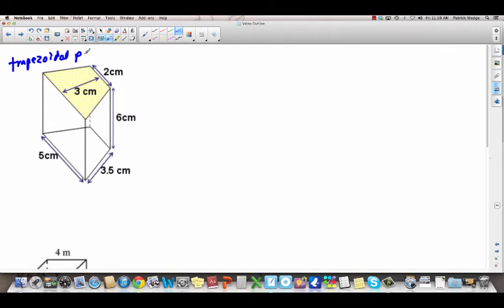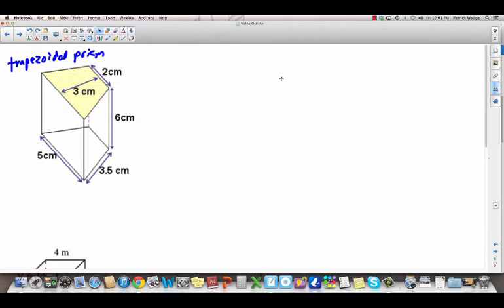prism. Of course, these aren't the only prisms. There's also like hexagonal prisms and heptagonal prisms, all sorts of them. But these are the ones we're going to worry about. Okay, you might not remember how to find the area of a trapezoid. So let me draw a trapezoid.